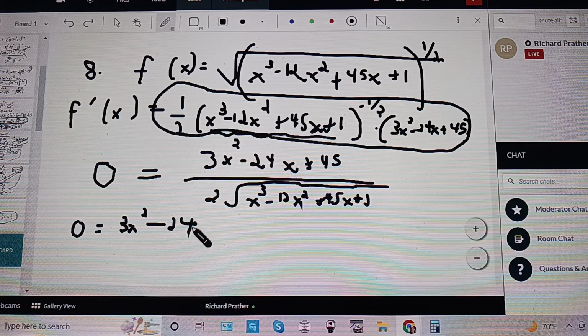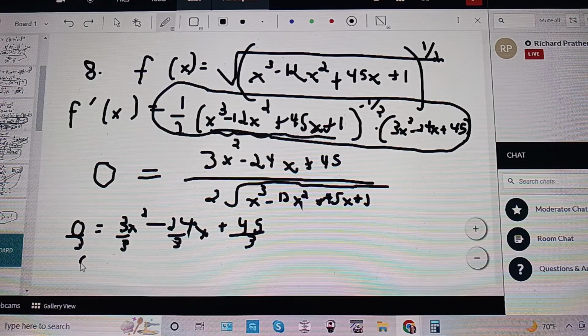And because it's squared, there's going to be 2 of them potentially, unless it's the same number twice. And luckily all these numbers divide by 3. So then I can get not only a nice 1x squared, but I can get smaller numbers too. And 0 divided by anything is 0, so it doesn't even hurt that side. So the 3's cancel, you get x squared. 24 divided by 3 is 8. 45 divided by 3 is 15, and let's hope this factors.